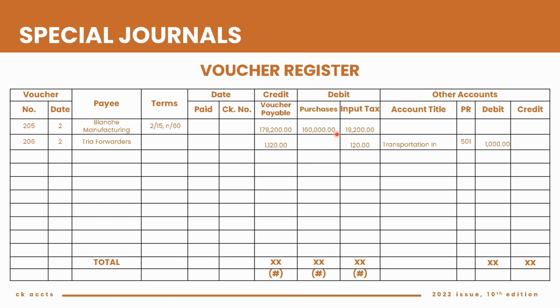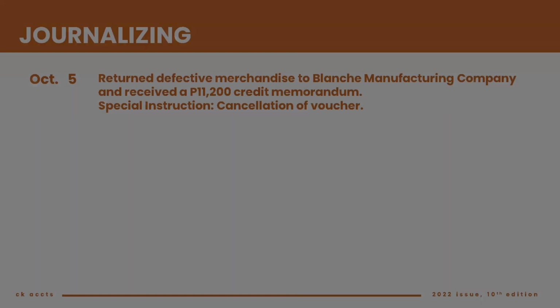Okay? So we have no entry in the purchases column because transportation in is not applicable to purchases, since they are different account titles, right? So, because transportation in has no specific column, we will just place it in the other accounts column. Okay, so that is also what you will do with other expenses. So that is the second example, or the second type of transaction that we record here in the voucher register.